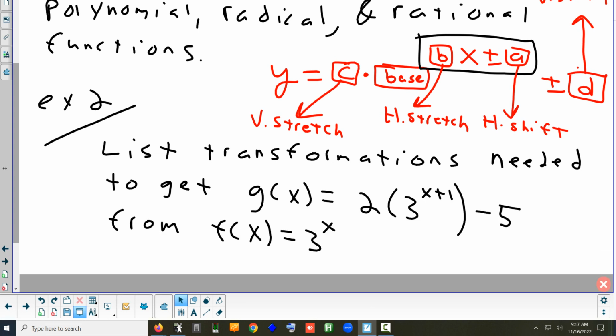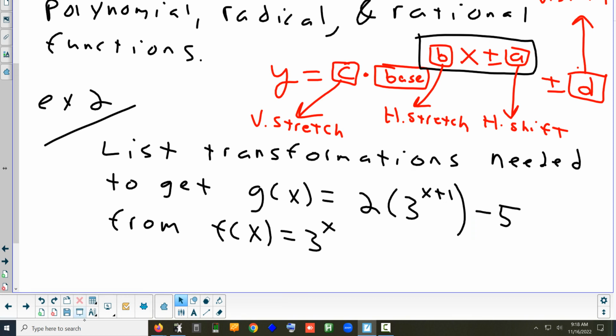Alright, so let's try this one. It doesn't matter what the base is. The base is just the base in the problem. It has no effect on the transformations. You would always be comparing two functions, like f of x and g of x, with the same base. You'd never compare something that has like a 3 to the x to something with like a 4 to the x. Now you're comparing two different things. You always have to compare with the same base.